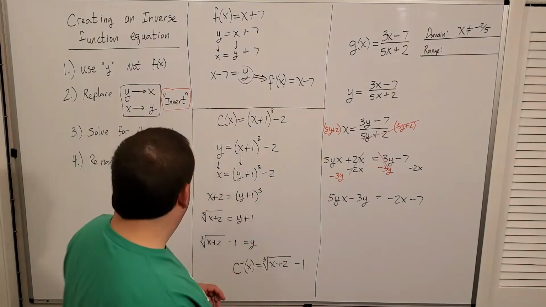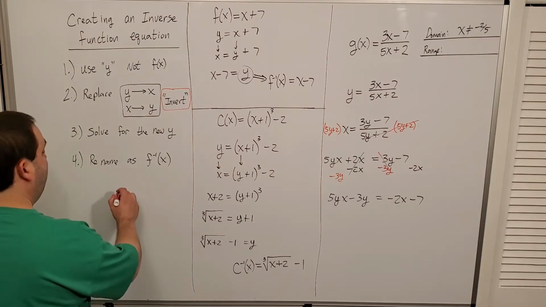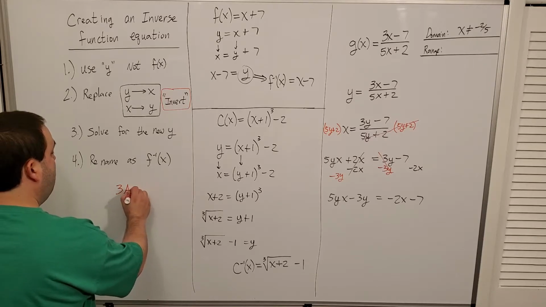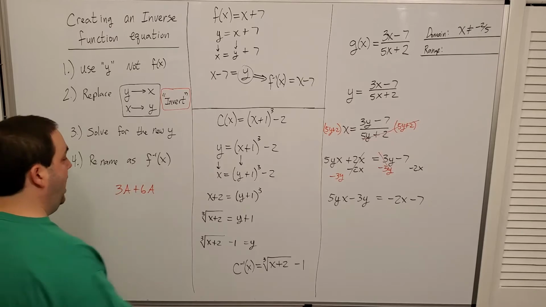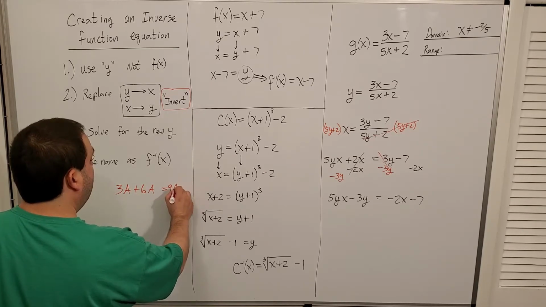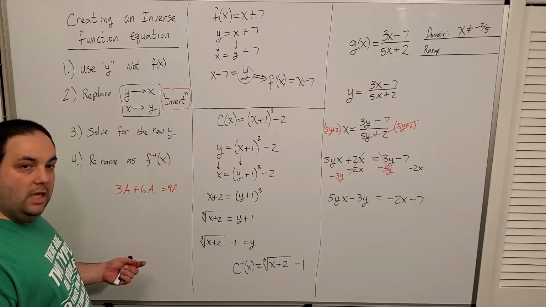Okay? This is what I mean. Let me say it a different way. If I have 3a plus 6a, we know that equals 9a, right? But why does it equal that? Because you've just been told it always does.